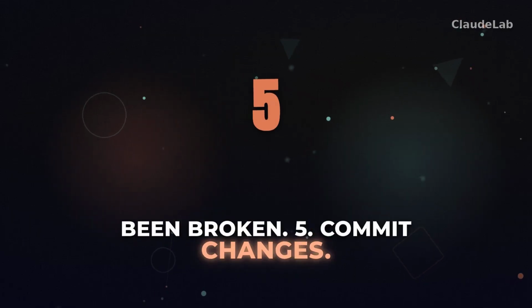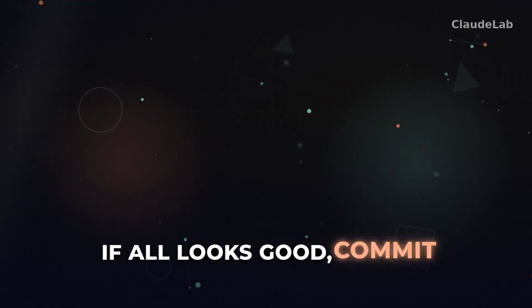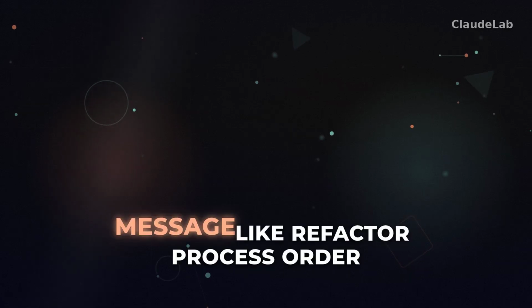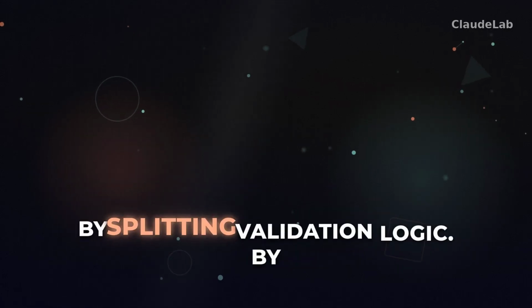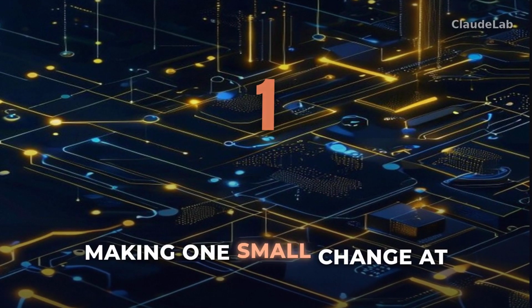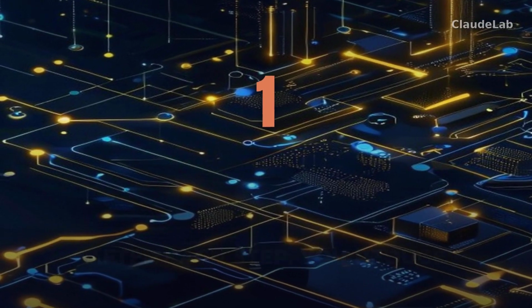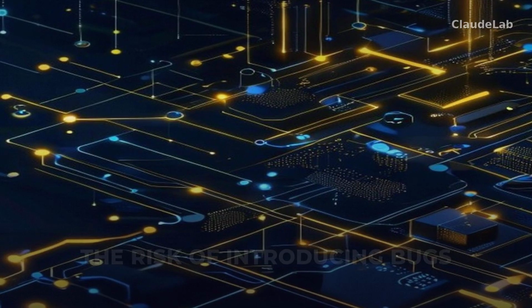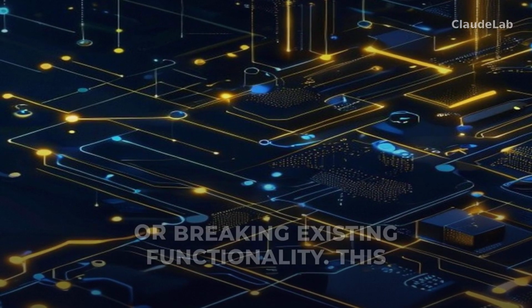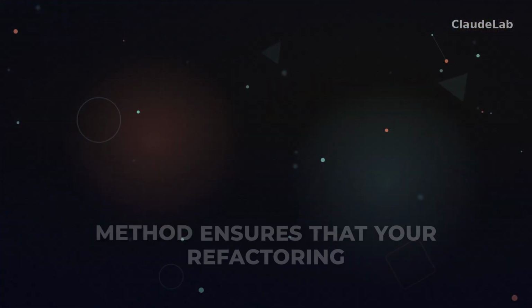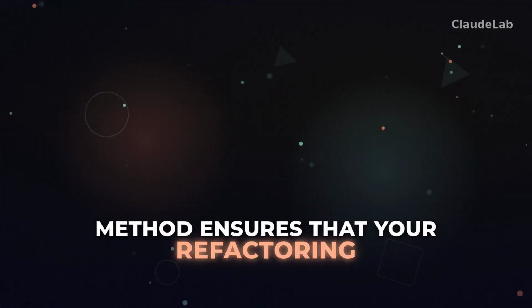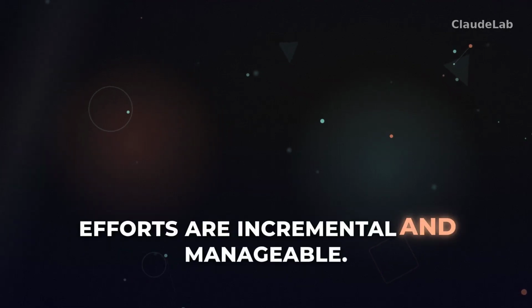5. Commit changes. If all looks good, commit the changes with a descriptive message like "refactor processOrder by splitting validation logic." By making one small change at a time and thoroughly testing after each step, you reduce the risk of introducing bugs or breaking existing functionality. This method ensures that your refactoring efforts are incremental and manageable.